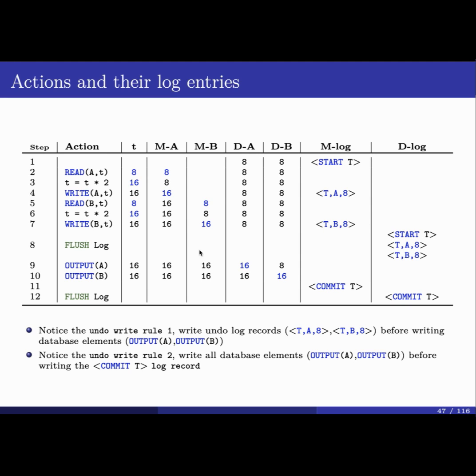Now in the disk, whatever is here is going to be stored here. So now we have start T, and these log entries are going to be stored in the disk. Then now you can issue output A. That means now you can modify the database element A in the disk and the database element B in the disk. If you issue commit here, before I do the commit, I need to flush all the entries here to the disk.